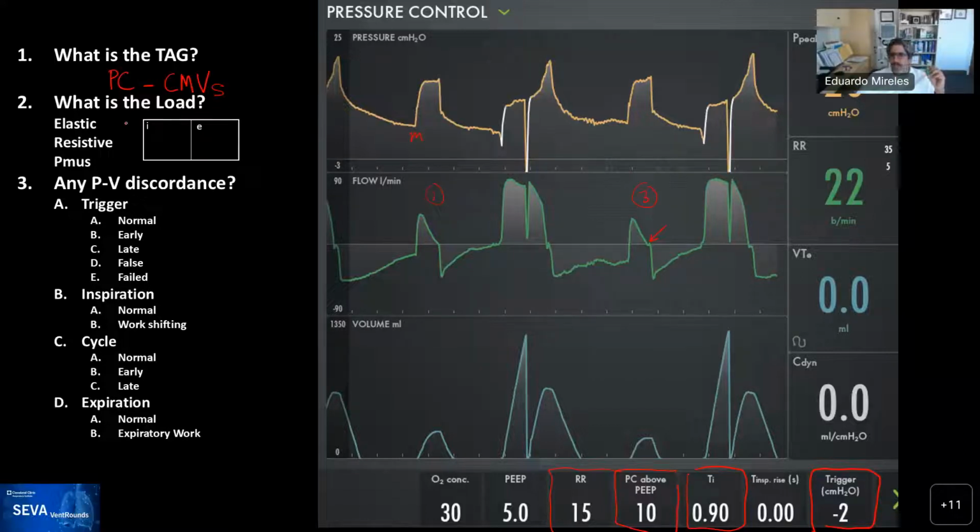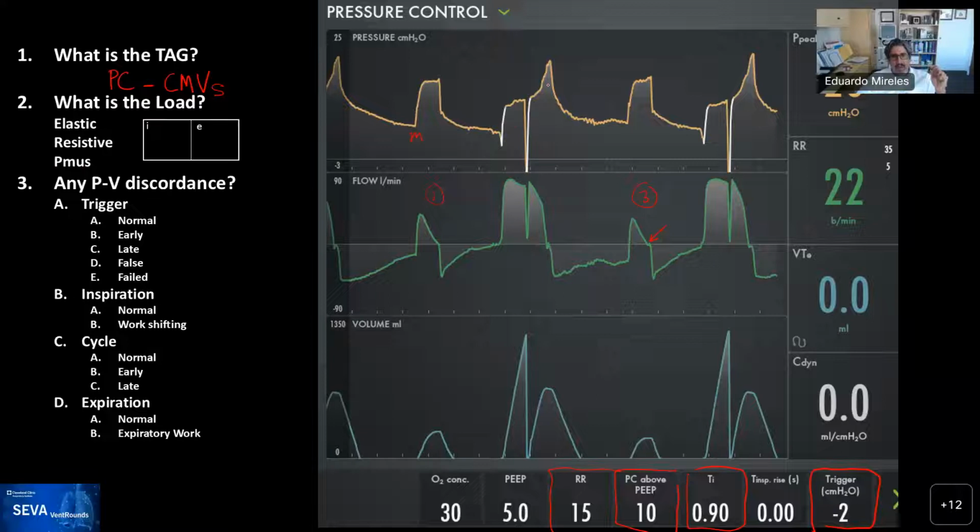So based on the equation of motion and what you have, you're going to be able to define what the load is, if it's either elastic, resistive, or when there's a lot of PMOS or activity, you will not be able to see elastic or resistive. So luckily we have breath number 1 and breath number 3, these are passive during inspiration, so that gives me a little bit more information.